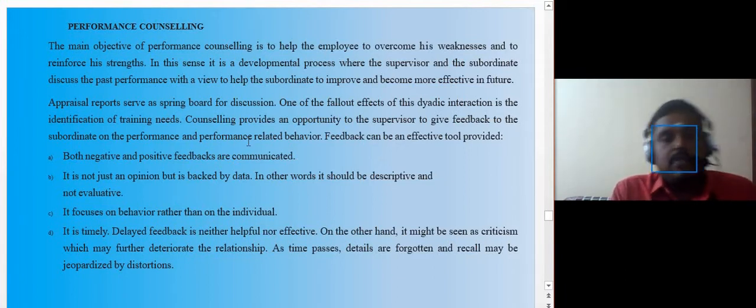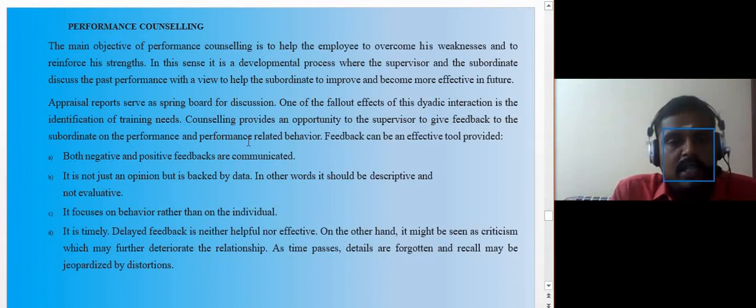Counseling provides an opportunity to the supervisor to give feedback to the subordinate on the performance and performance-related behavior. Feedback can be an effective tool provided both negative and positive feedback are communicated. It is not just an opinion, but is backed by data. In other words, it should be descriptive and not evaluative. It should focus on behavior rather than on the individual.